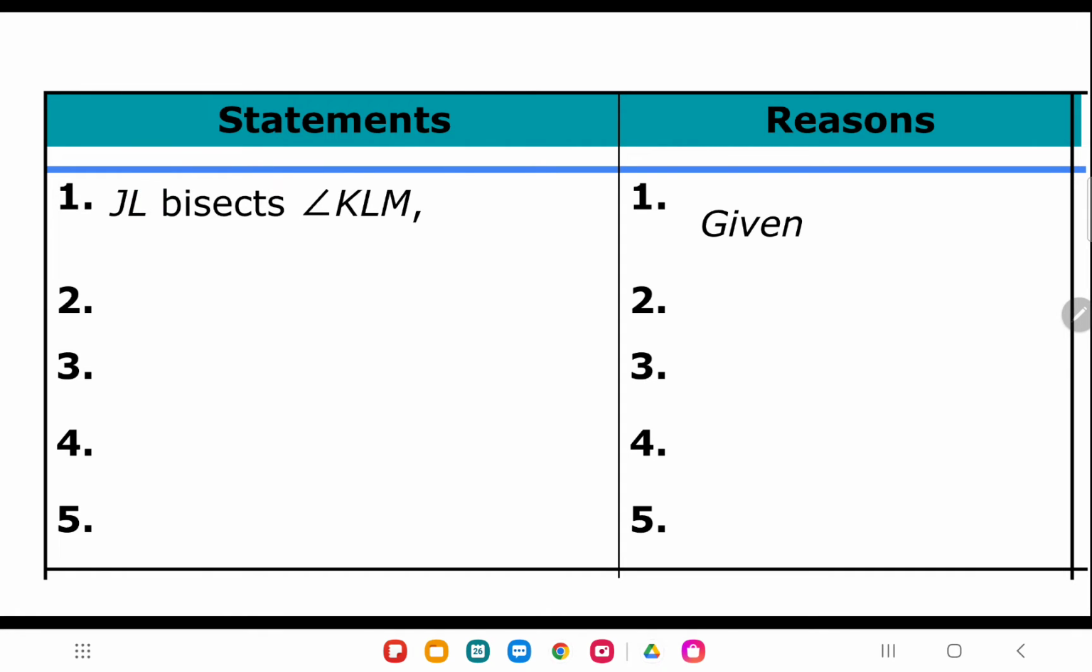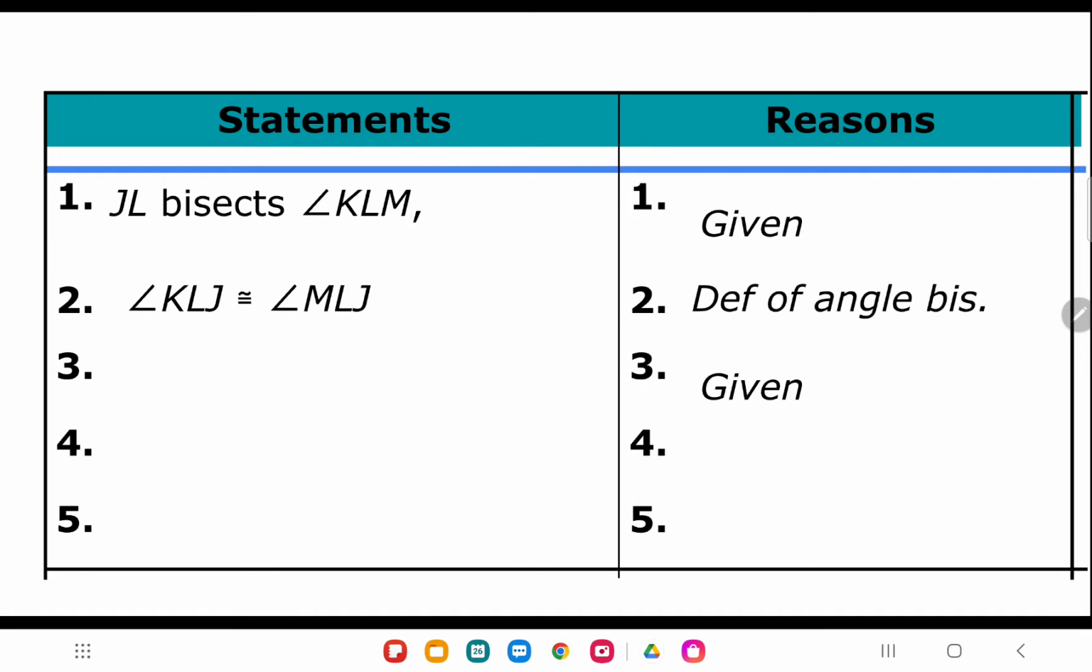So JL bisects KLM. That's given. KLJ is congruent to MLJ. That's going to be my definition of angle bisector. I have another given coming up here. K is congruent to M. Angle K is congruent to angle M. Okay, so there's my angle.